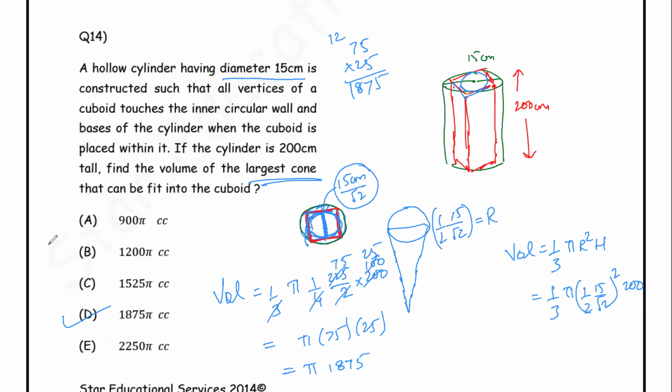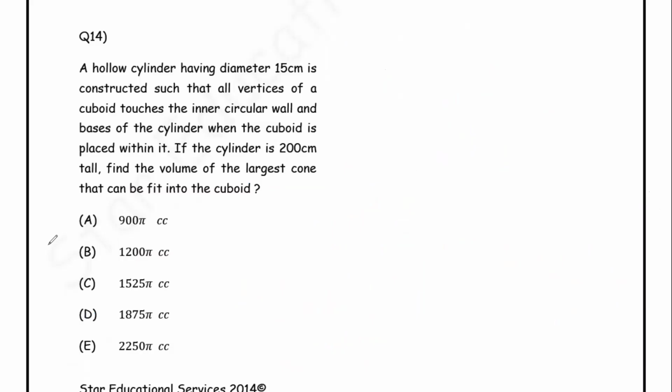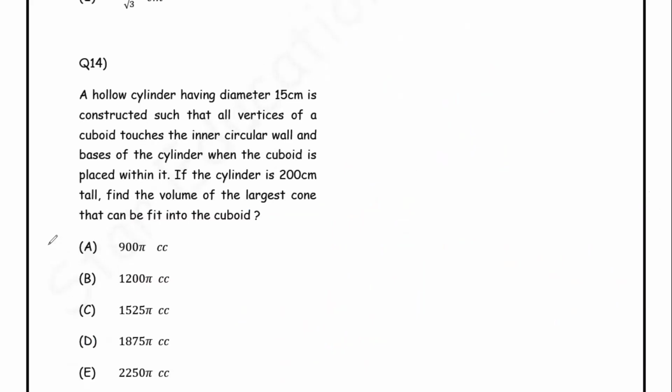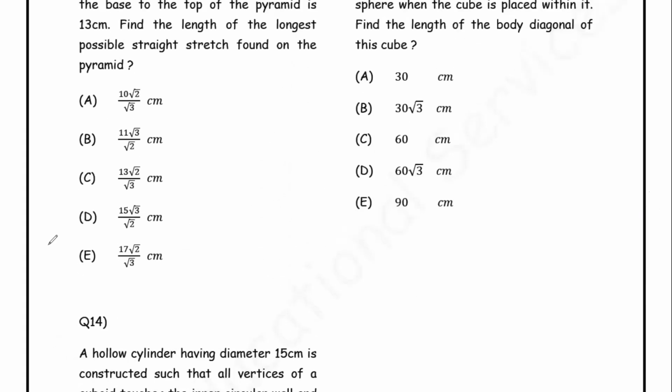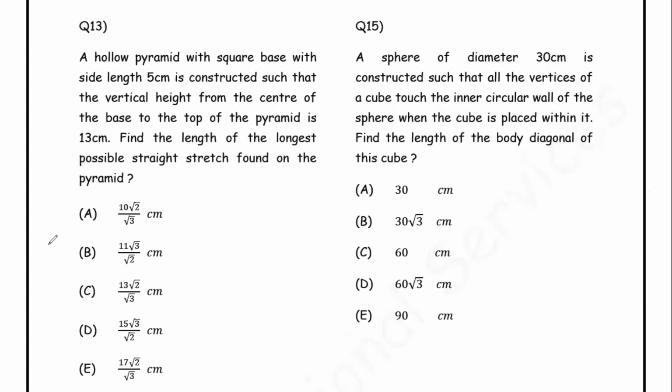So my questions, I don't know, somehow I've designed them to be more calculative. And there's this hidden knowledge in this question: the cylinder is 200 centimeters tall and the cuboid touches the inner circular walls and bases of the cylinder when placed within it. Find the volume of the largest cone that can be fit into the cuboid. So to have the largest cone, we assume that the cuboid has a square surface, basically. Like a square rectangular prism.